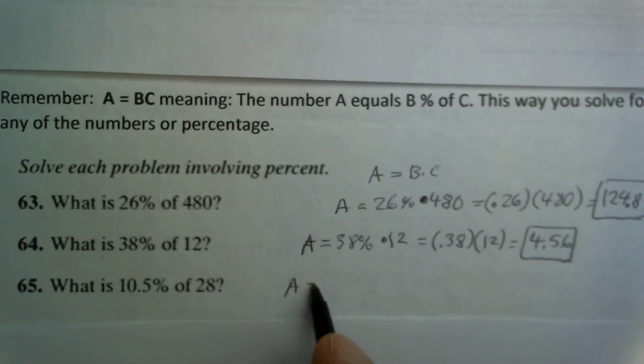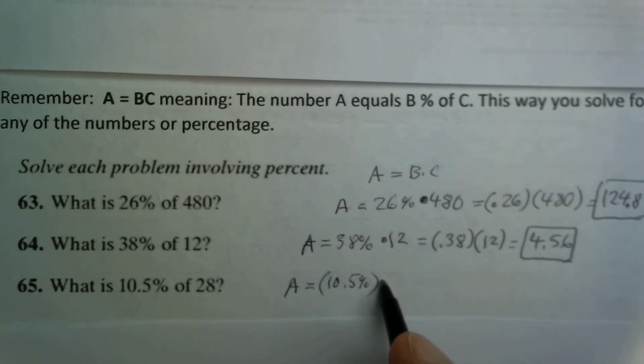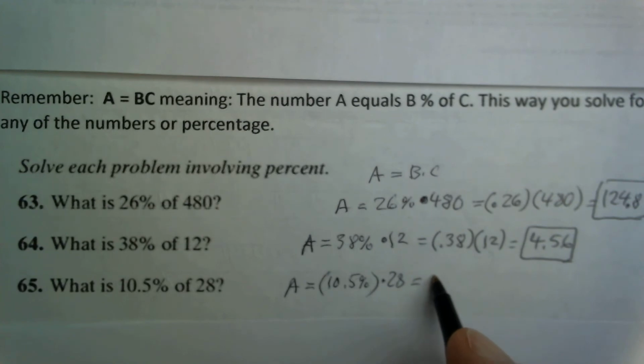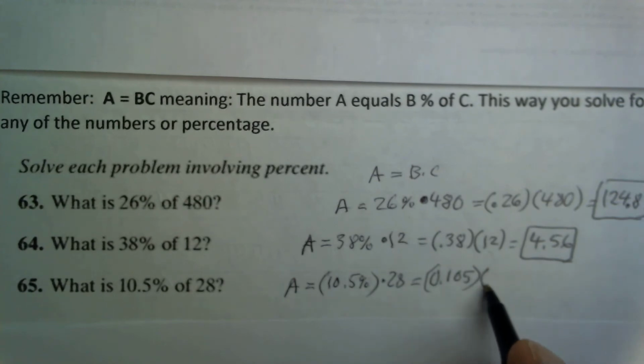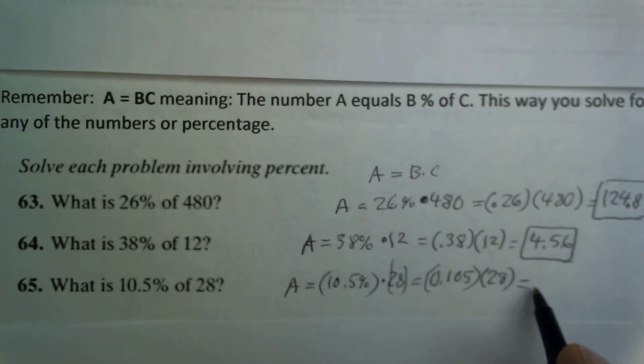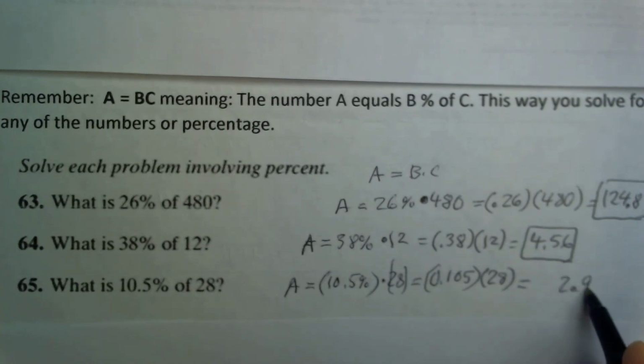So A equals 10.5% of 28, or times 28. So that's 0.105 times 28. And that's equal to 2.94.